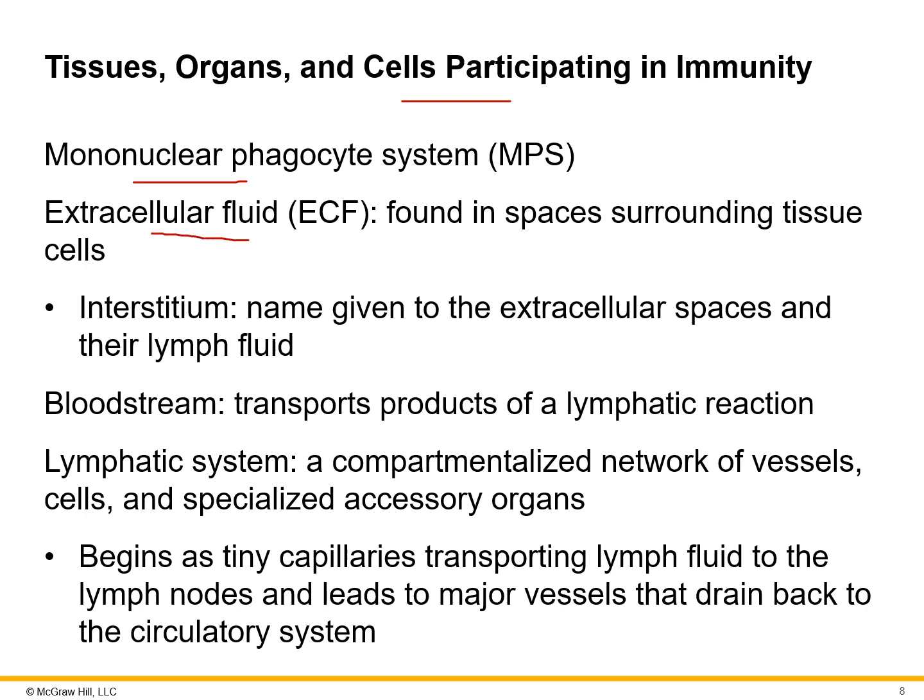Our extracellular fluid, or ECF, is the fluid around all of our cells. The interstitium is the name for that space, and especially where the lymph is. The lymph is where the surveillance happens. A lot of our lymphocytes hang out in the lymph, and they're just looking for anything that doesn't belong. And then our bloodstream, of course, we need to transport those products. Our lymph is a network of vessels and accessory organs like our spleen. These are places to transport the lymph, and essentially it drains back into the circulatory system.